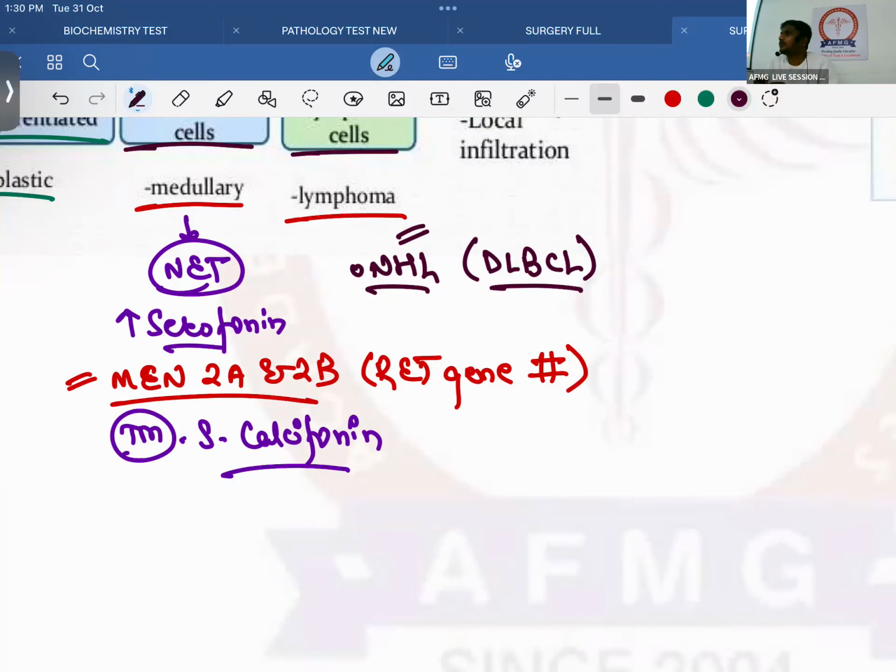Somebody said something, I think. Most common extranodal site for a lymphoma? Very good, stomach. The most common extranodal site for a lymphoma is always the stomach. Have you written it down? That is important.